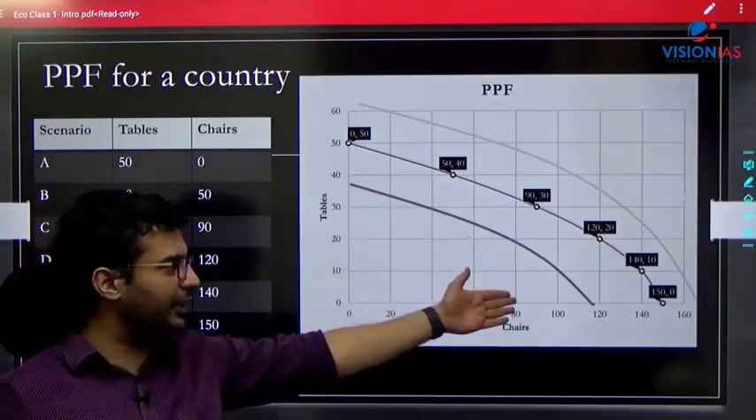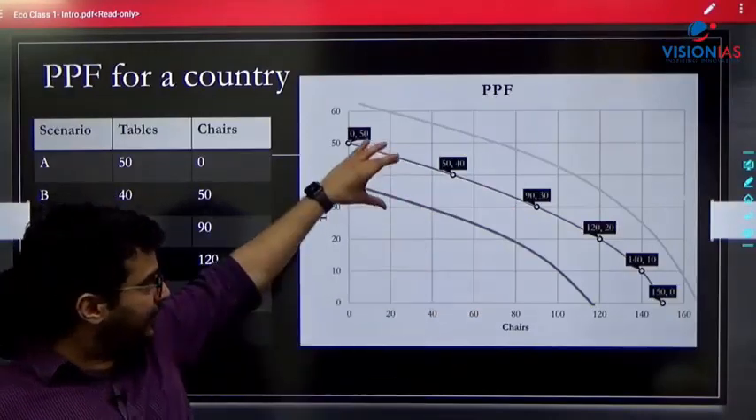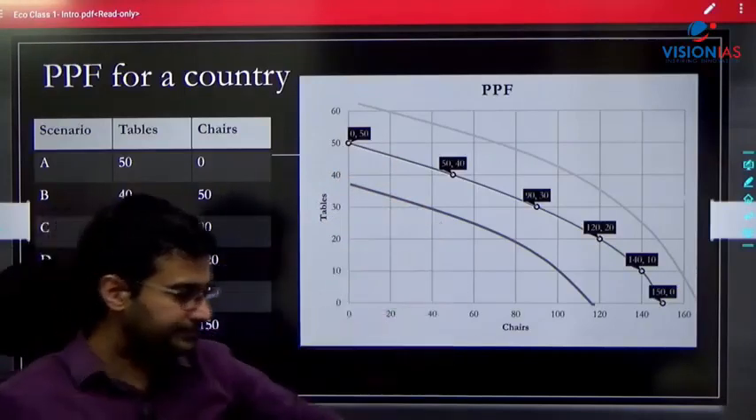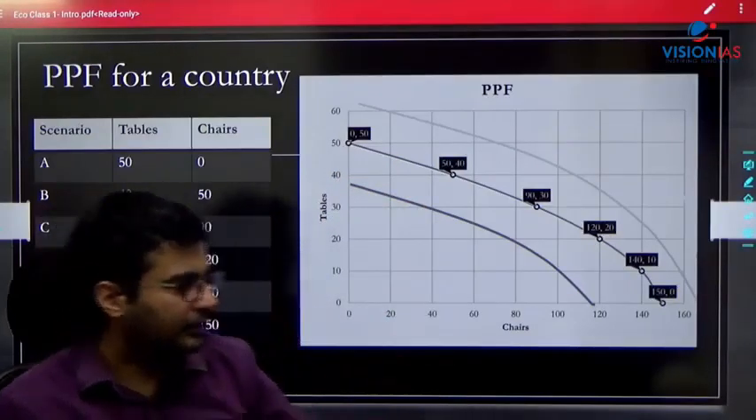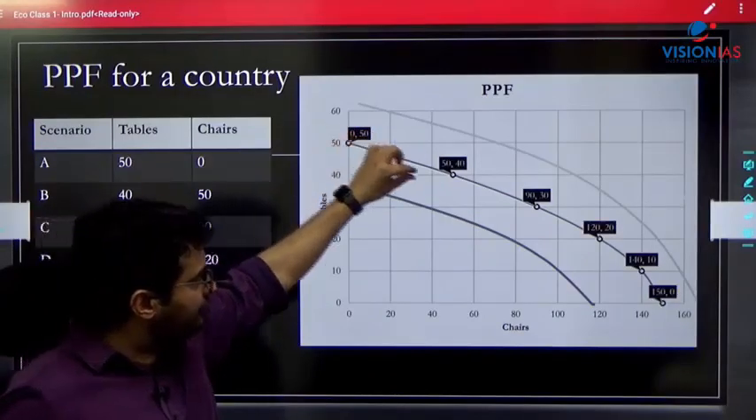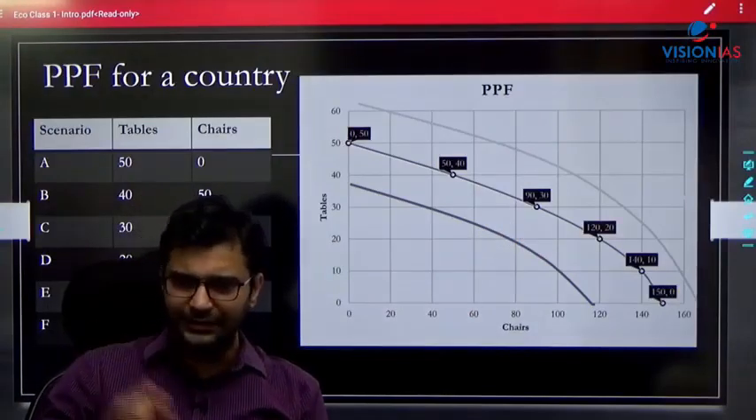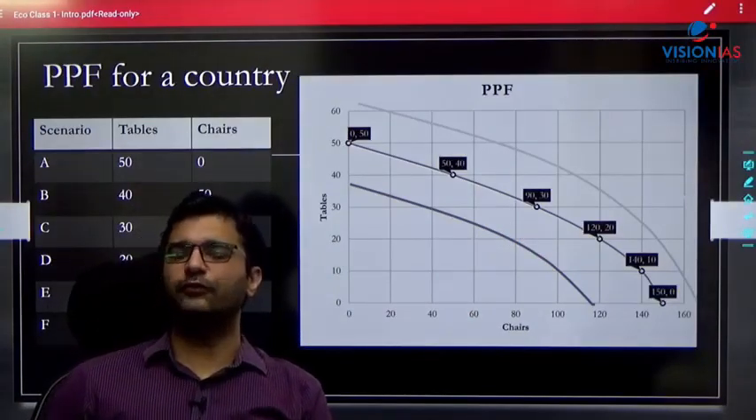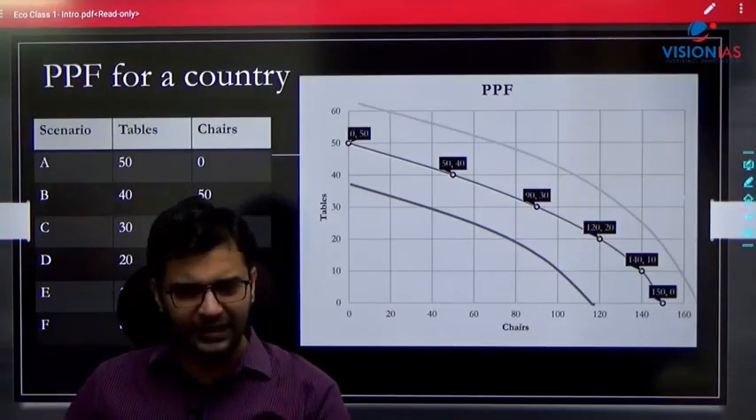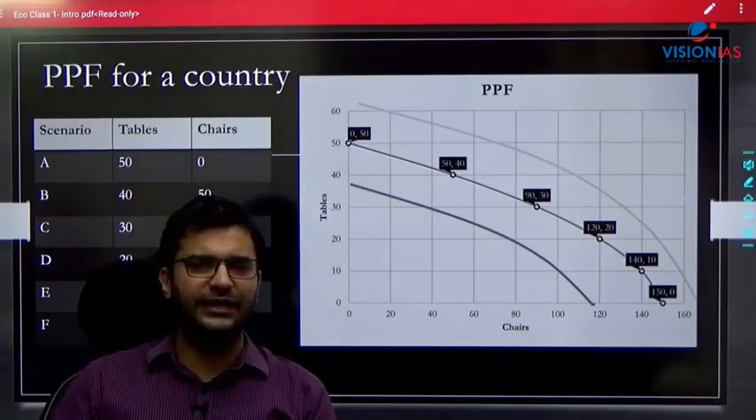This is, let's say, actual production, and this is the optimal production. The distance between a developing country's production possibility curve and actual curve would be great, whereas in case of USA, this difference would be very small. I hope you get this point. That was the conclusion I wanted to arrive at using this concept of production possibility curve. It gives us an insight about limited resources and the way to utilize them.